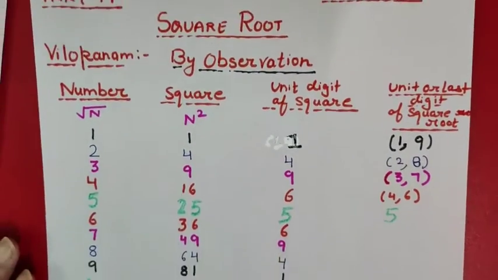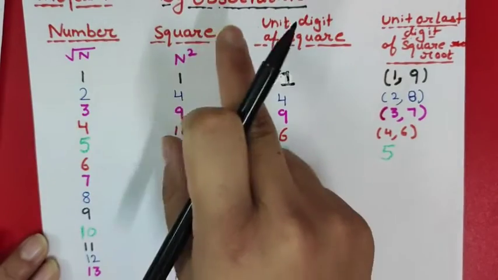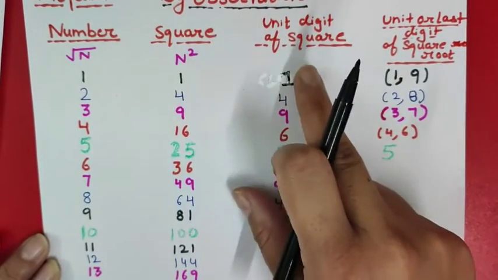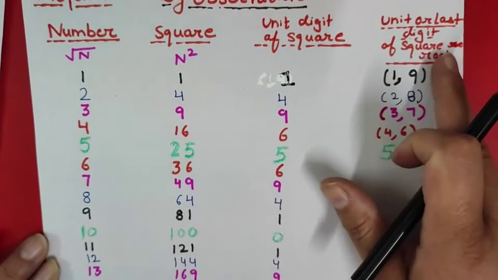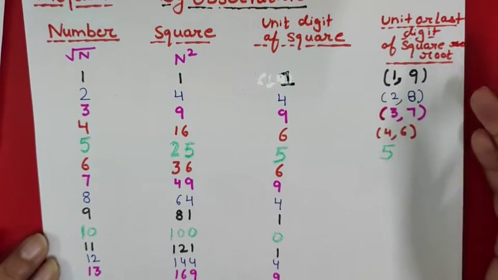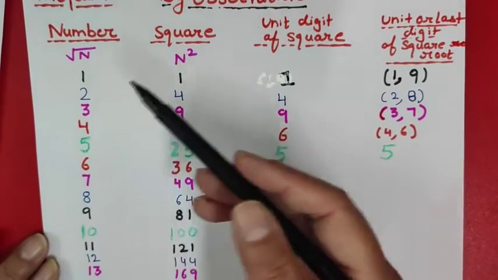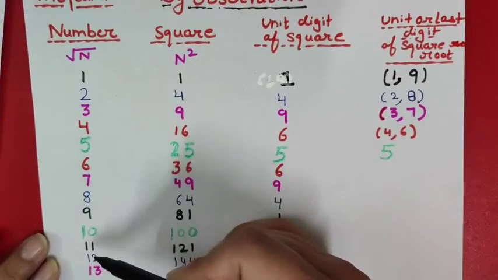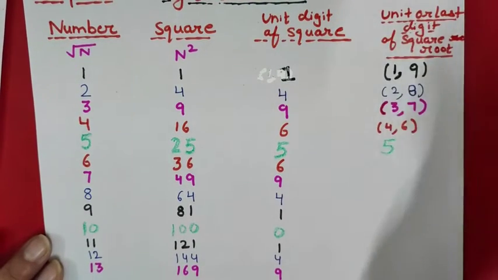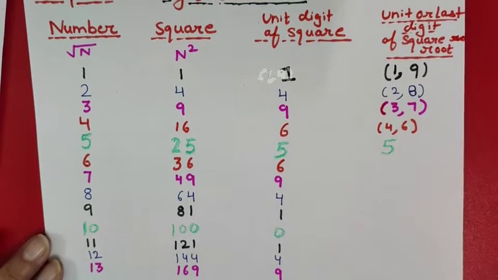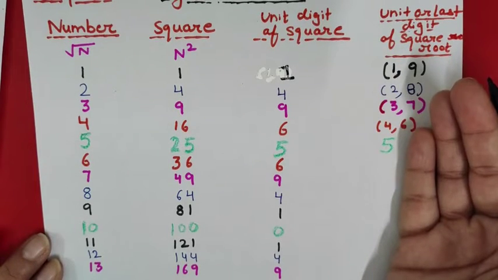As you can see, I have written a table here. Here is the number, the square of the number, the unit digit of the square, and the unit digit or last digit of the square root, right? Number or square root, one and the same thing. This is the square root. This is the square of the numbers. To apply this method, we need to know the squares of at least 13 to 15 numbers. So let us start applying this method.